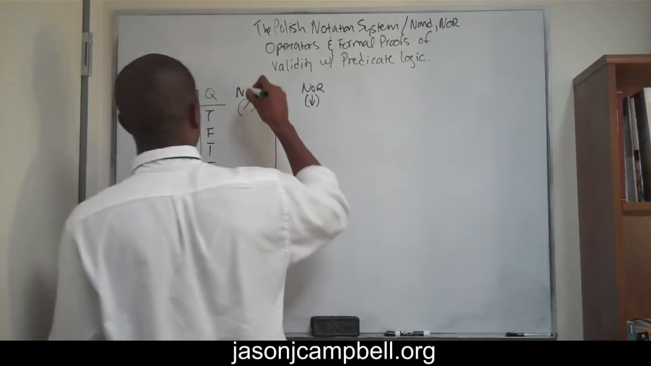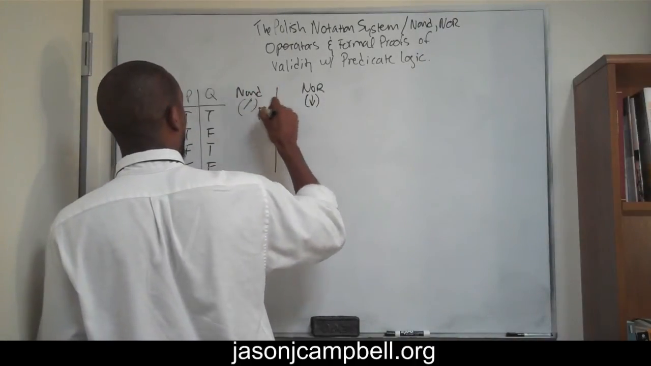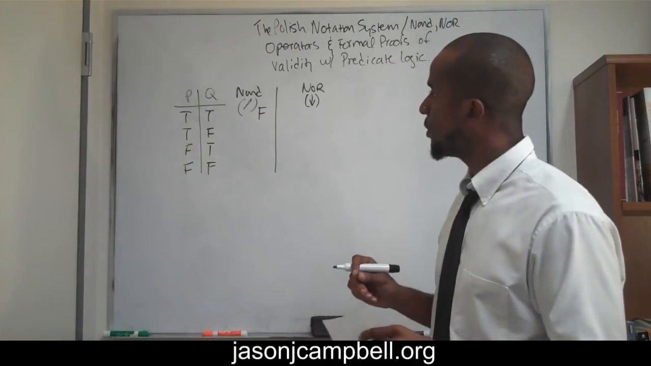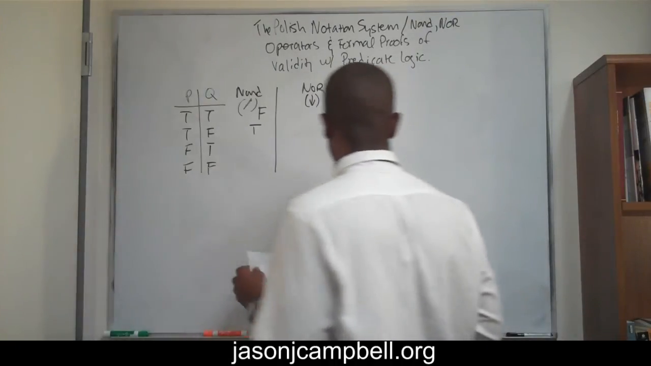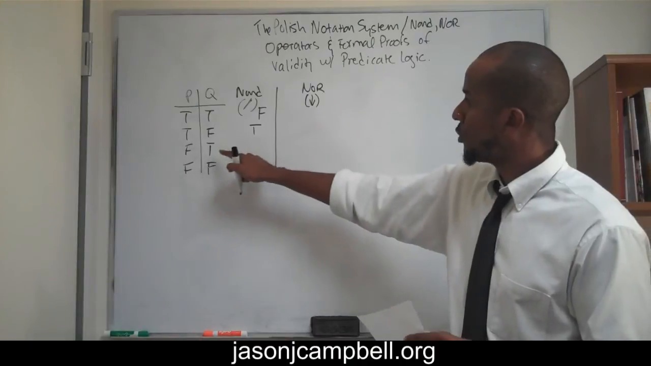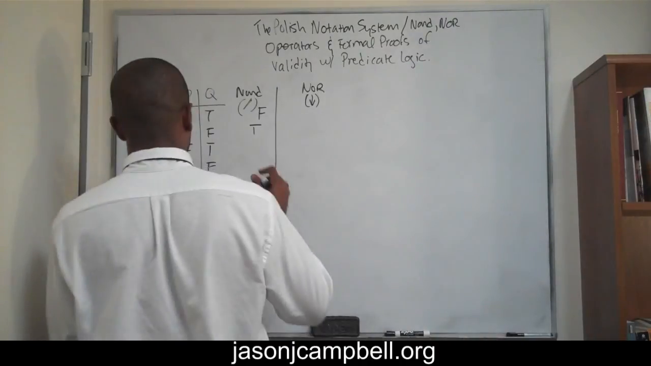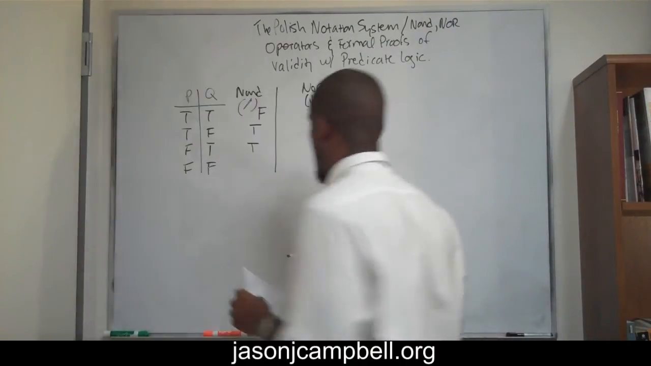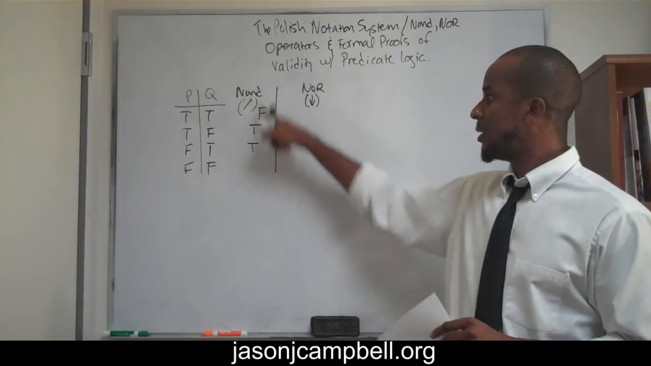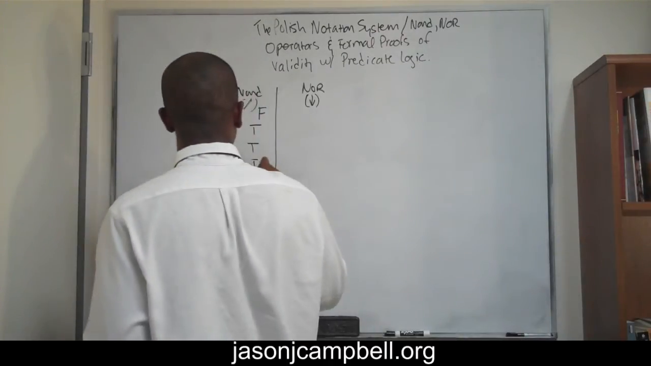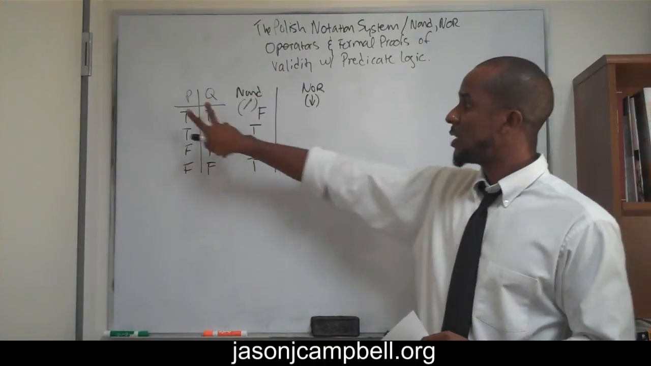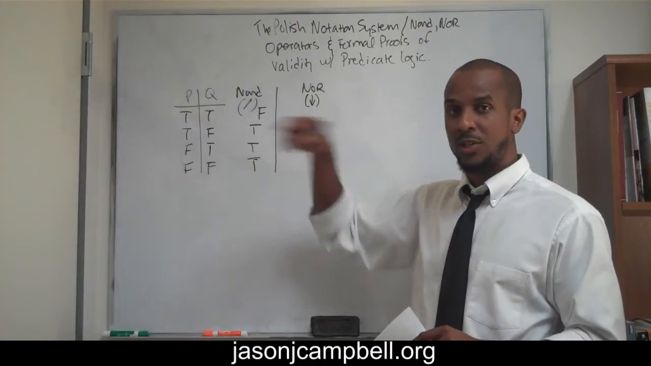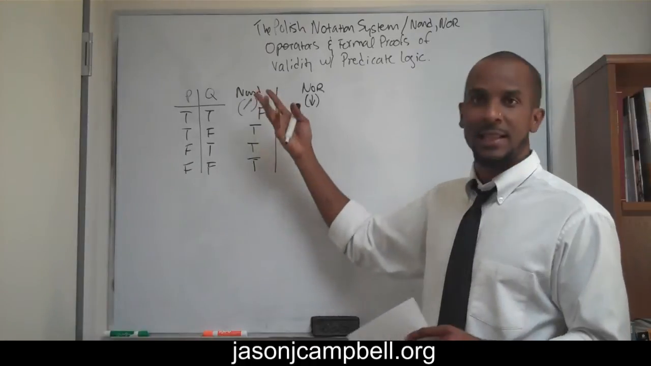So for NAND: true, true is false, right? True, false is true. False, true is also true. And then false, false is true. So the only time the NAND operator is false is when both claims are true, right? When it's true, true, it becomes false. And that makes sense, right?